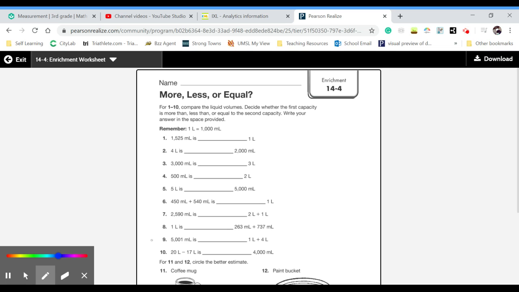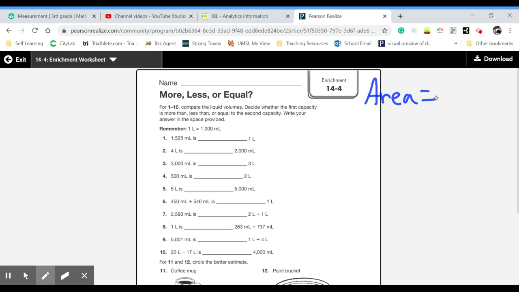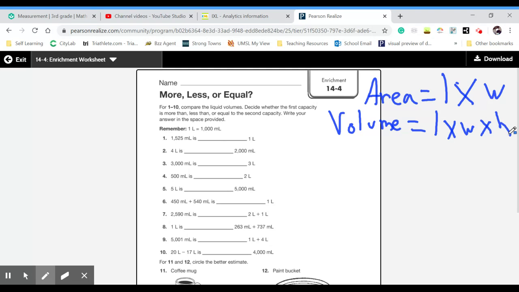Okay, so today we are going to continue working on measuring volume. I really want the kids to understand and conceptualize actually what volume is. We've learned about area before, and we measure area by how long something is multiplied by how wide something is. And I've talked in a previous video, volume, we measure how long by how wide by how high it is.